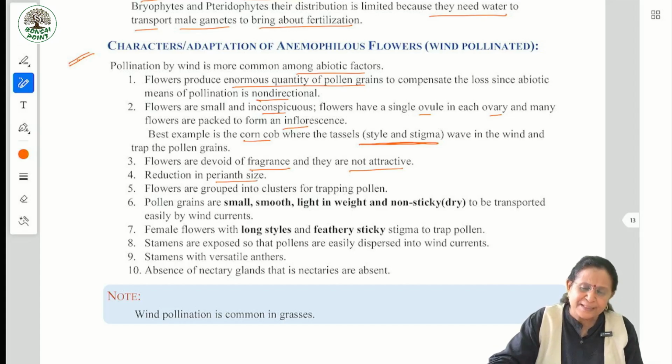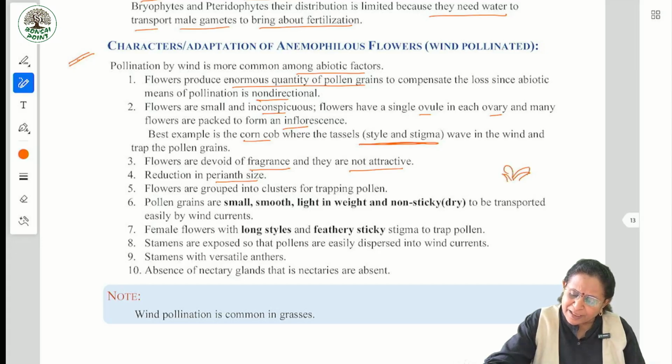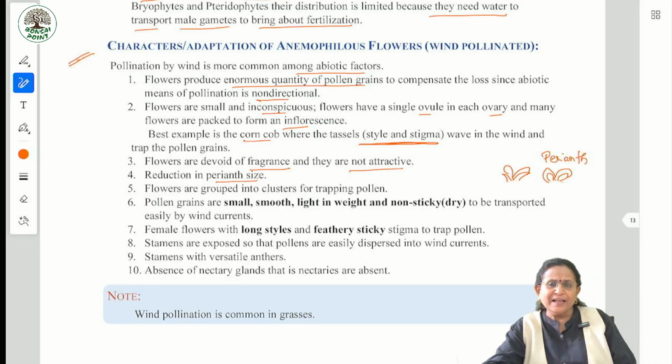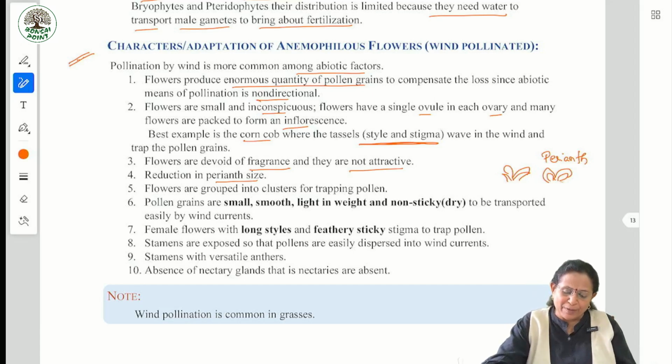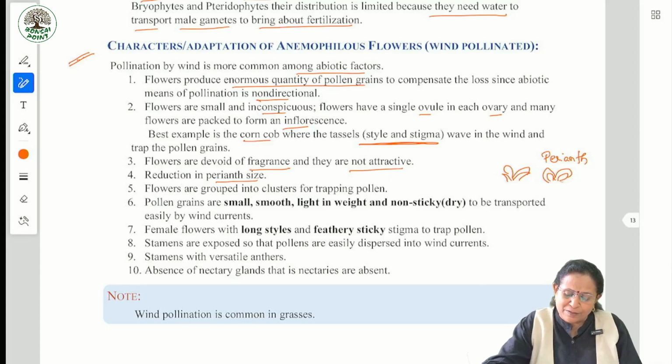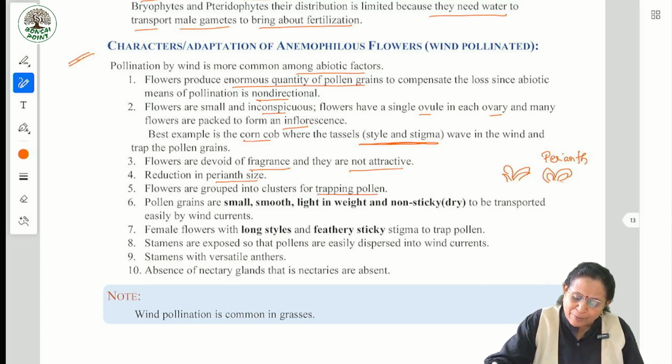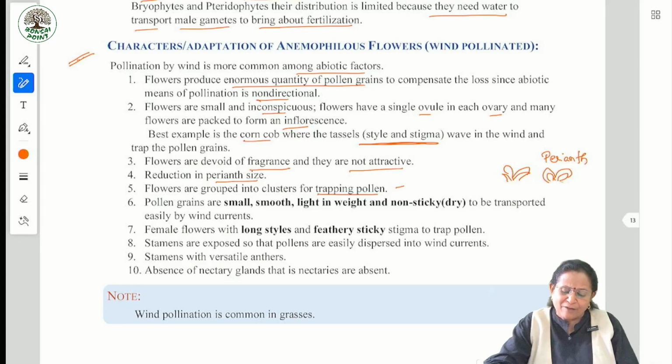Reduction in the perianth size, undifferentiated calyx and corolla. See, if this is calyx, this is corolla, as you have read in first year. If this is calyx, this is also corolla, that means both appear the same. Undifferentiated calyx and corolla is called perianth. Okay. The flower is said to be a homochlamydeous flower. Such flowers with perianth are said to be homochlamydeous flowers. Flowers are grouped into clusters for trapping pollen grains. Important point. Flowers are small.